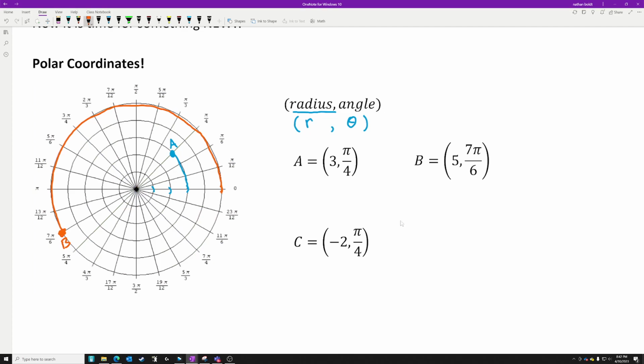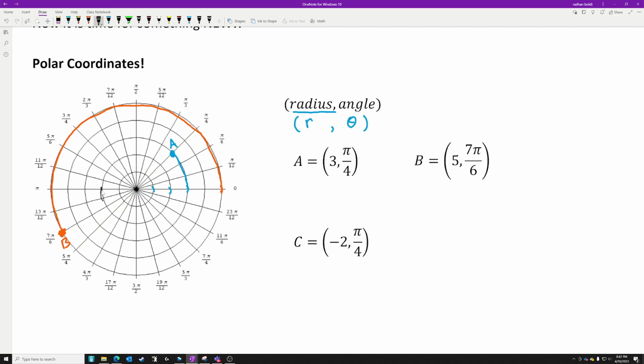All right, and this next one, a negative. So yes, you are still allowed to have negatives in this. You still can have negative numbers. So my radius is -2. So instead of going to the right, we go to the left, -2. And then pi over 4. So that one is not negative, so it is still counterclockwise. So I'm going to go this way, pi over 4.